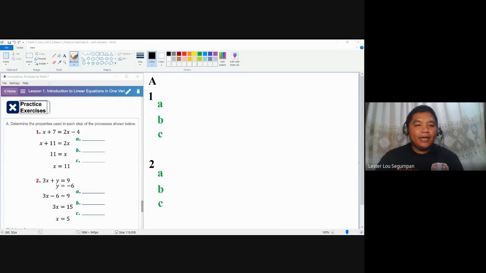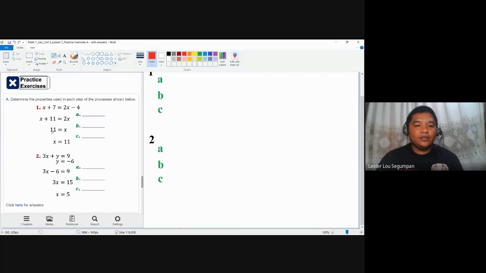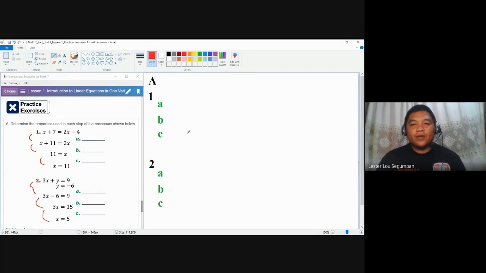In practice exercise A, both items 1 and 2 are actually already the process of solving linear equations in one variable. By the way, number 2 is not in one variable, but of course, just to emphasize the processes here, we need to examine the movement of each step and what processes are actually involved before coming up with our result. So we have different processes, properties of equalities. Let's start with number 1.